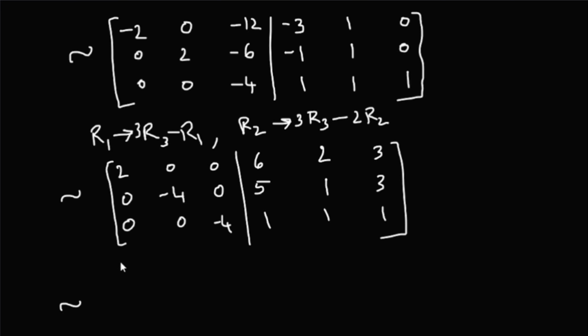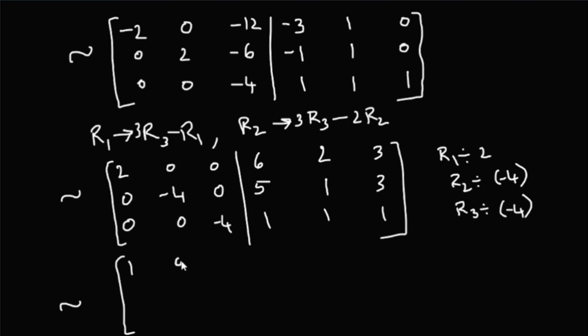Now the process is almost over because we need to get the identity matrix here. We already got the 1, 2, 3, 4, 5, 6 zeros. Except the principal diagonal elements, all other elements are zeros. Now how to get 1 on the principal diagonal? You just divide R1 by 2. Divide R2 by minus 4. And divide R3 by minus 4.